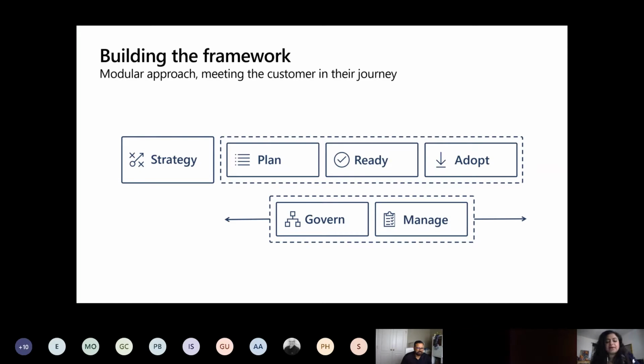Okay, great. So I have about 10 to 15 more minutes, so I'll quickly go through this piece.